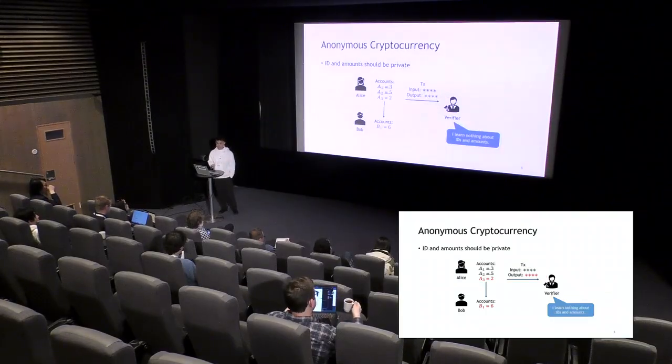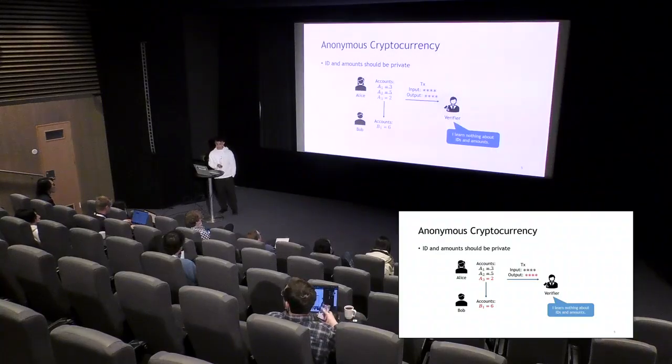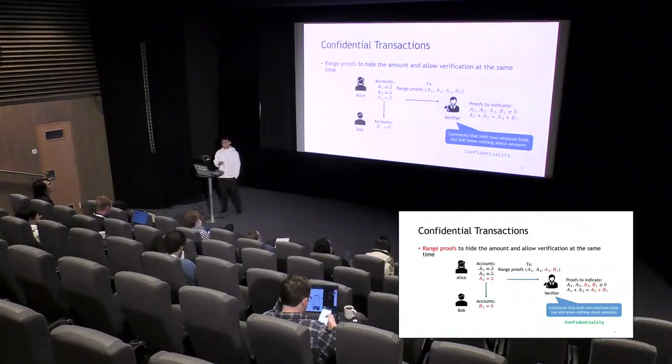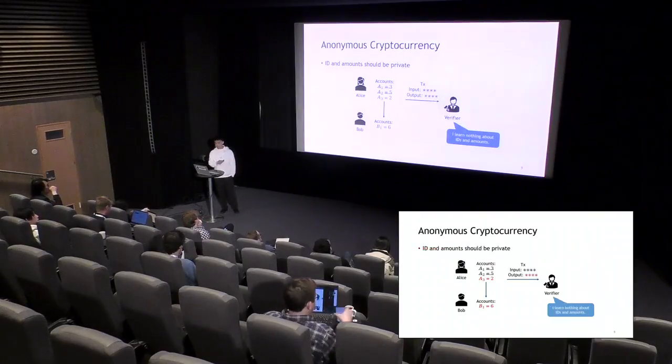So you can see from here there is a problem: since the transaction is public, every user in the network can freely access the transaction. So they can know the private information about Alice and Bob, and that inevitably poses threats to privacy, right? So researchers came up with the notion of anonymous cryptocurrency, which requires that we ensure the privacy of both the identities and the amounts in the transaction.